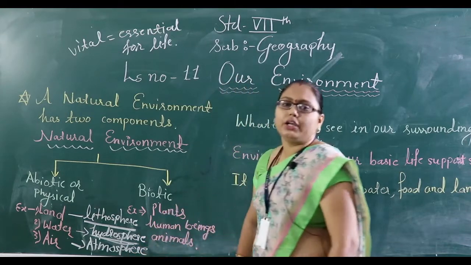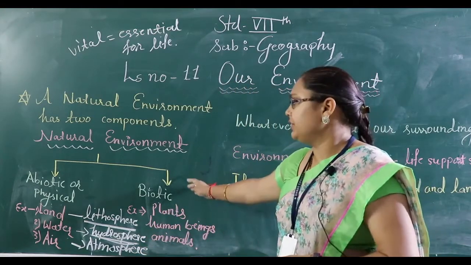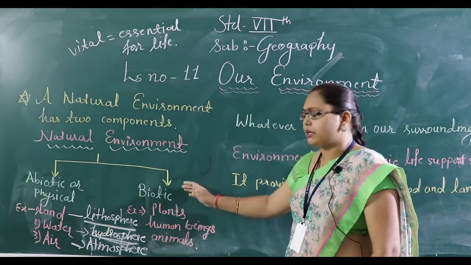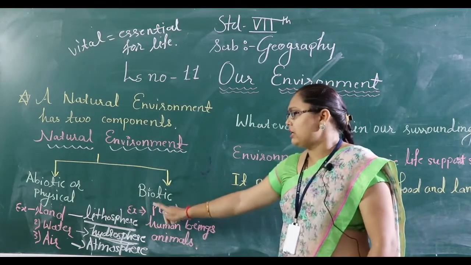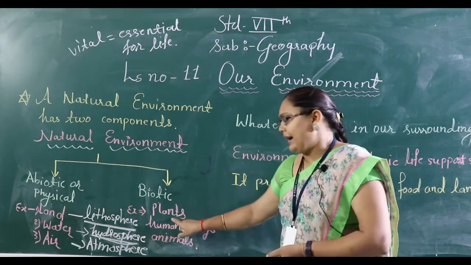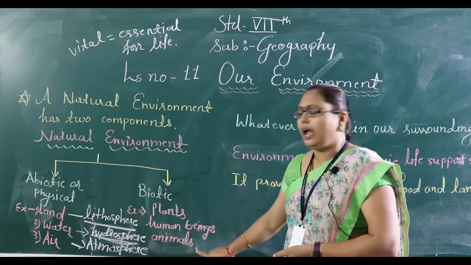Okay, now we learn about the biotic components. These are also called living things. Biotic means living things. Examples of biotic components are plants, human beings and animals.